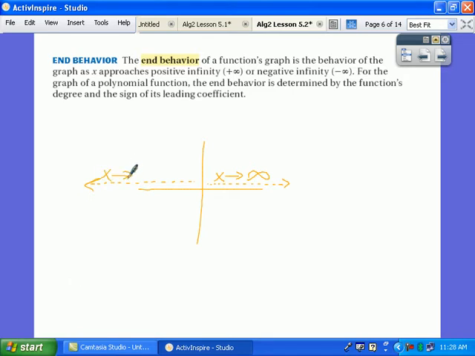We say that's as x goes to negative infinity. As x goes to negative infinity, does the graph get really big? Do the y values go up, positive infinity, or do the y values go down?